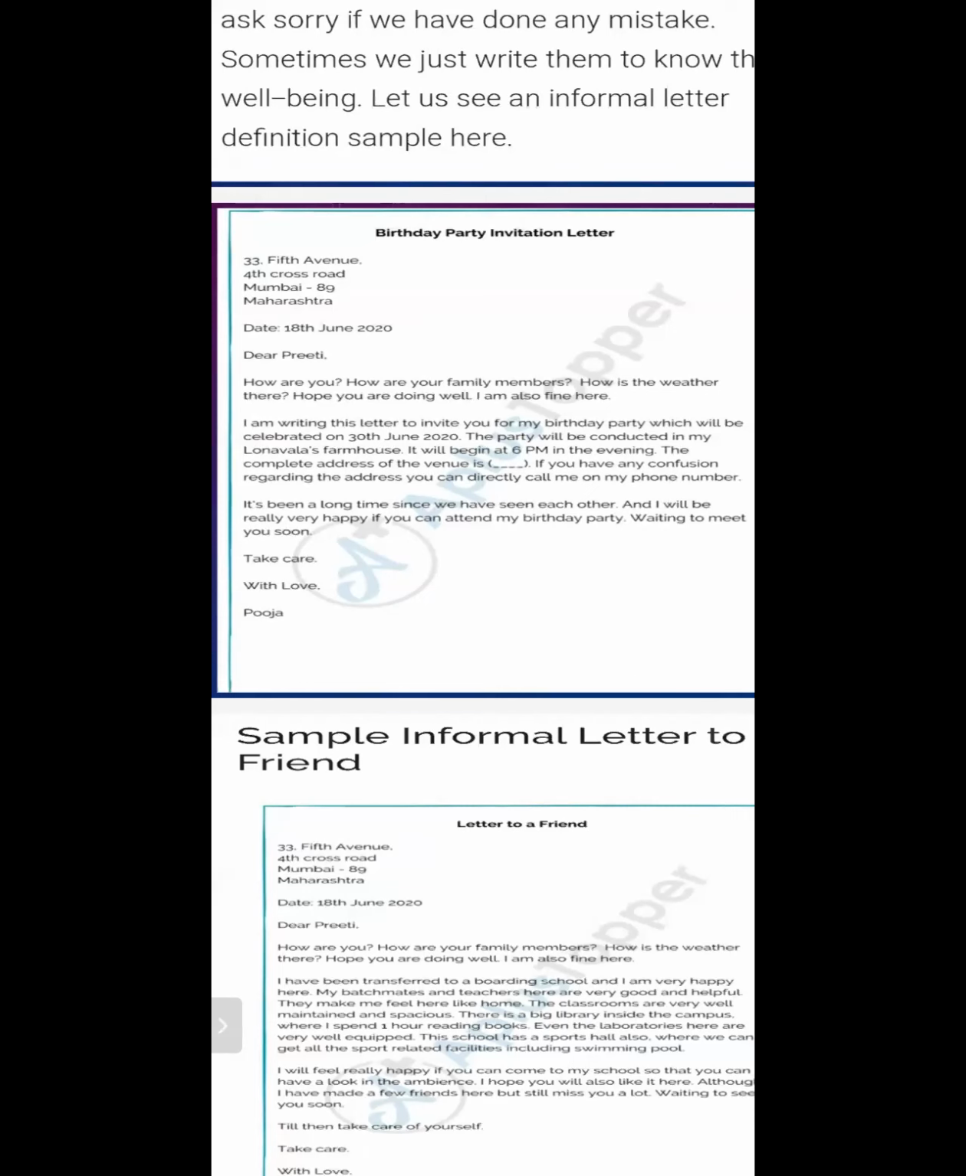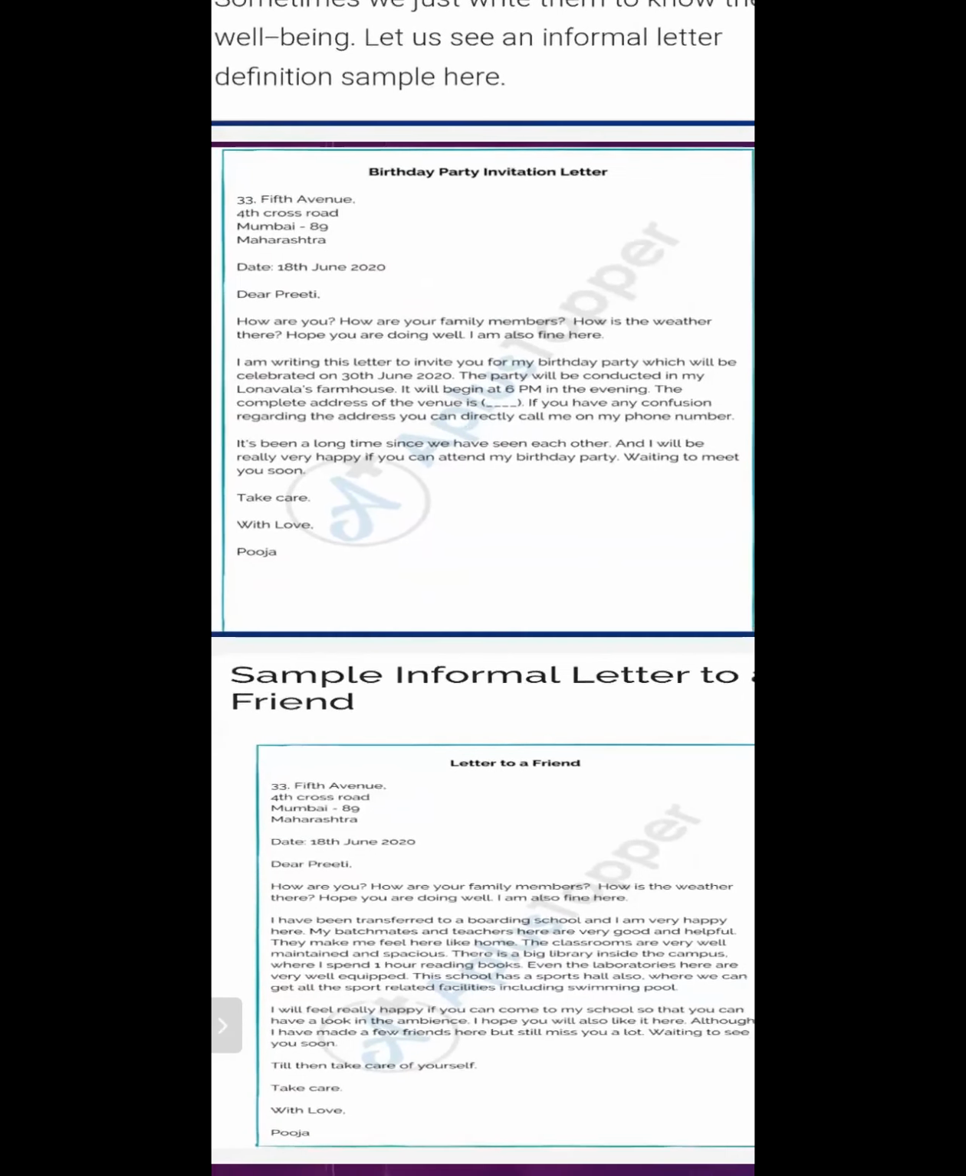In the evening. The complete address of the venue is dash. What is the address that you have to mention? The complete address of the venue where we are going to celebrate the birthday. If you have any confusion regarding the address, you can directly call me on my phone number. It's been a long time since we have seen each other, and I will be very happy if you can attend my birthday party. Waiting to meet you soon. Take care, with love, Pooja.